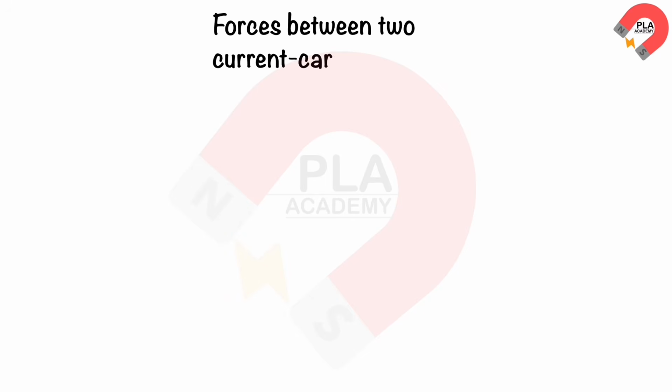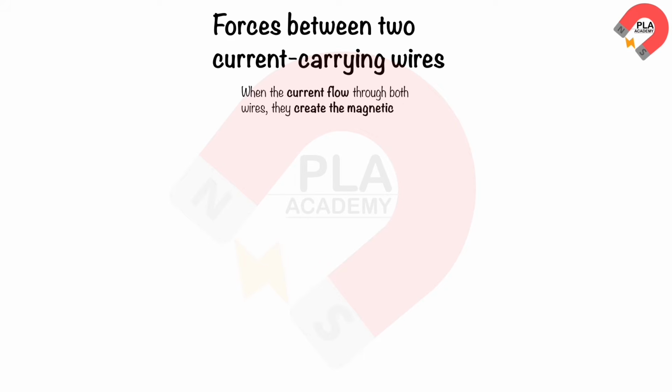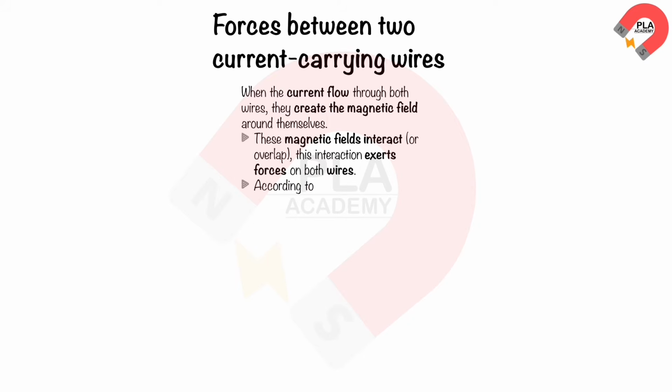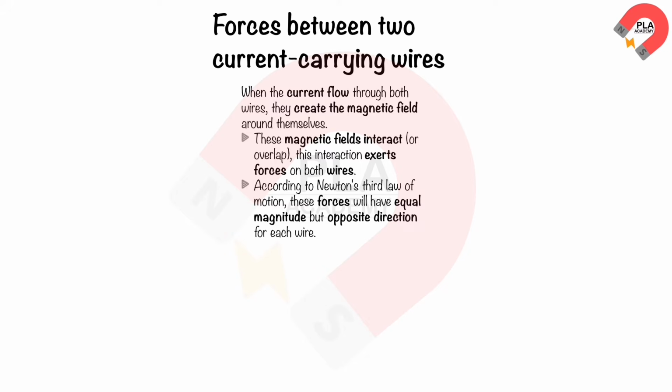Force between two current-carrying wires. When the current flows through both wires, they create a magnetic field around themselves. These magnetic fields interact, or overlap. This interaction exerts forces on both wires. According to Newton's third law of motion, these forces will have equal magnitude, but opposite direction for each wire.